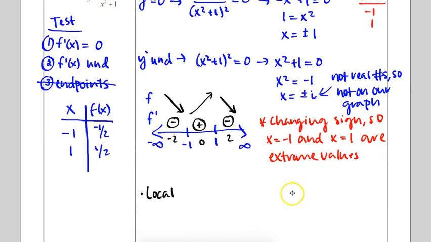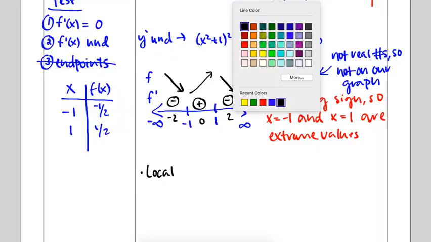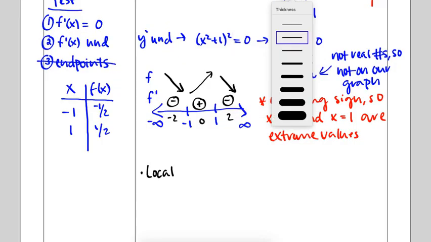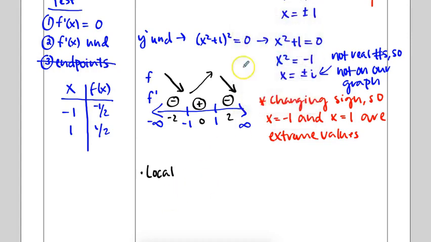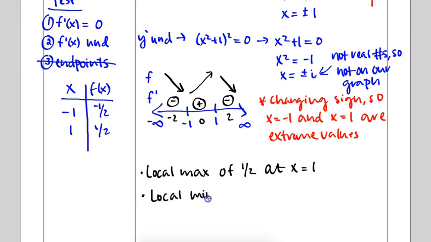All right, okay. Now that we have those values, we can say what our maximum and minimums are. So we have a local max of +1/2, and that is occurring at x equals 1. And then we have a local min of -1/2, and that is occurring at x equals -1.